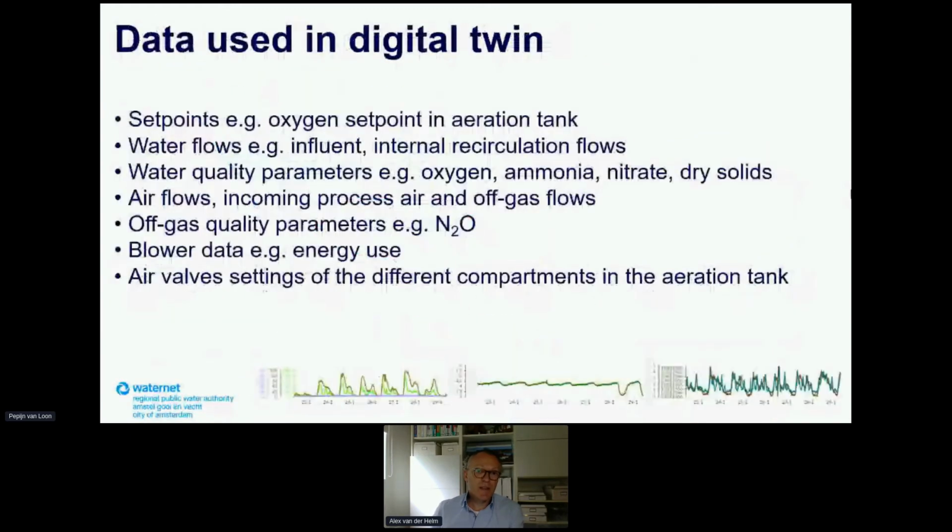Next slide, please. So what is used as an overview for this data in the digital twin? The oxygen set point in the aeration tank is the main one, and it's also the set point that we are optimizing as a first step for the control agent. Water flows, also internal recirculation flows within the aeration tank. Water quality parameters, as I said, oxygen, ammonia, etc. The air flows of the incoming process air, and of course we also measure the off-gas flows, also the amount in normal cubic meters per hour, water quality parameters of the off-gas, the blower data we use, the energy use, and air flow settings.